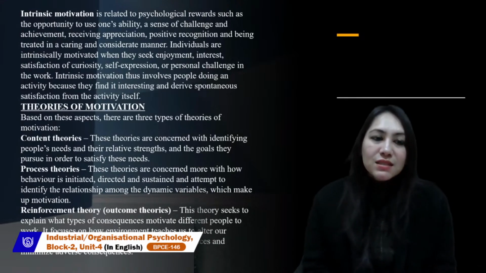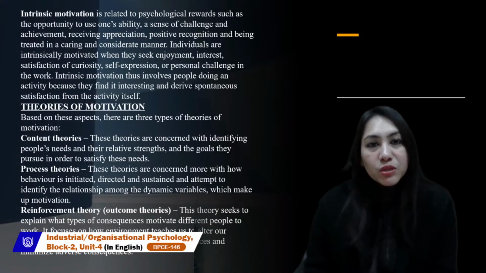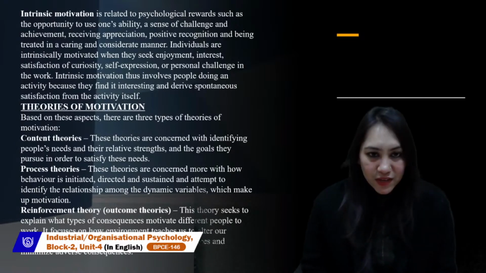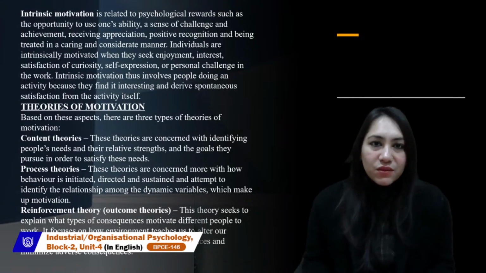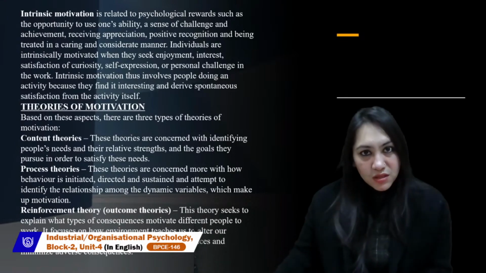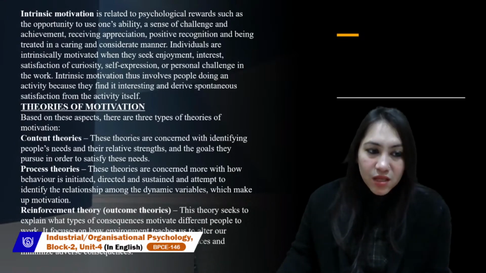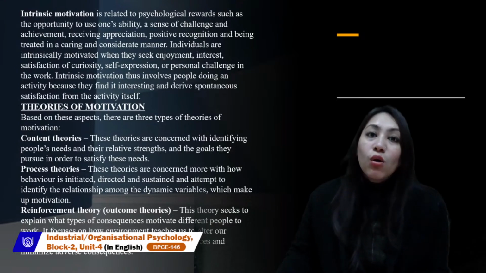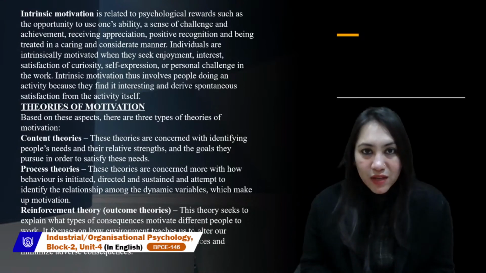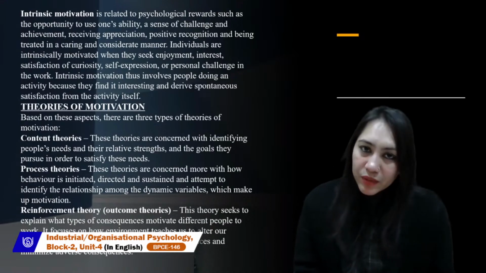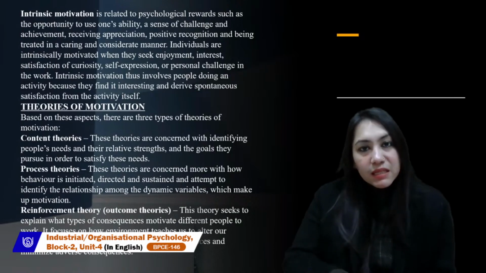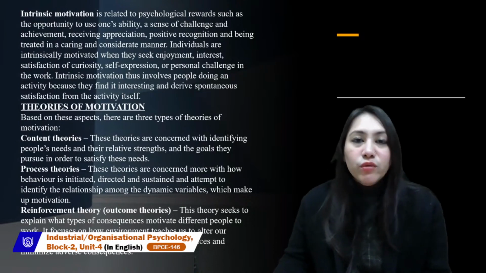So we have content theories. Content theories are concerned with identifying the person's needs relative to their strength, and the goals they pursue in order to satisfy these needs. So in content theories, we are trying to find out people's needs in accordance to their strength, and goals they pursue in order to satisfy these needs. So your goals are made according to the needs that you want to satisfy. Like having a timely meal, your goal is to probably diet or probably lose weight. So your need is in relationship to the goal. So it's very equivalent to both of them.